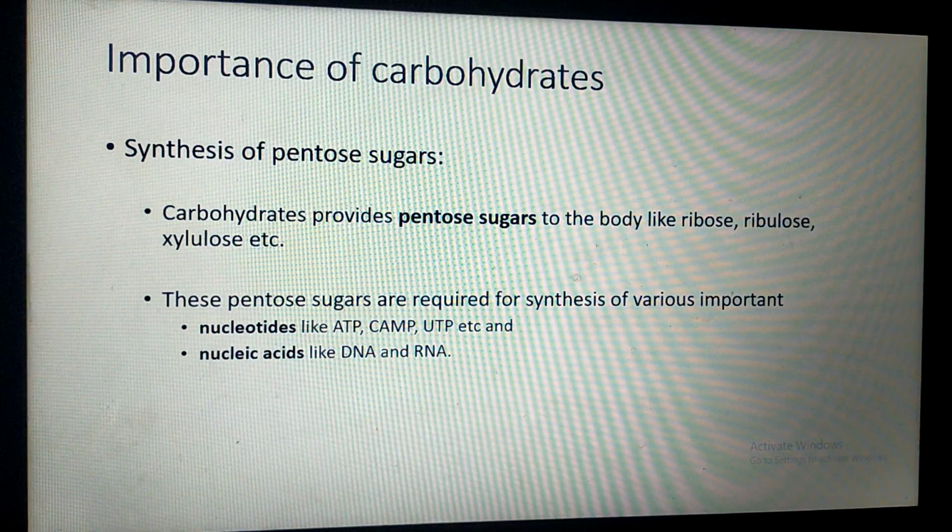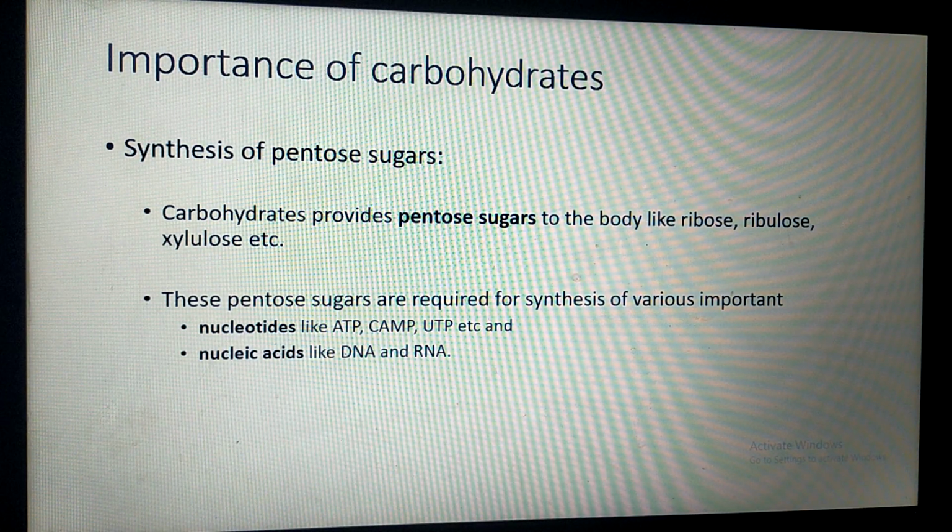Carbohydrates are also required for synthesis of pentose sugars like ribose, ribulose, xylulose. These pentose sugars are required for synthesis of nucleotides like ATP, UTP, cyclic AMP, etc. and nucleic acids like DNA, RNA.